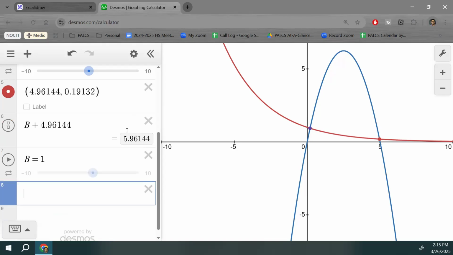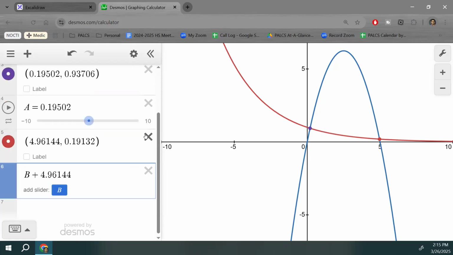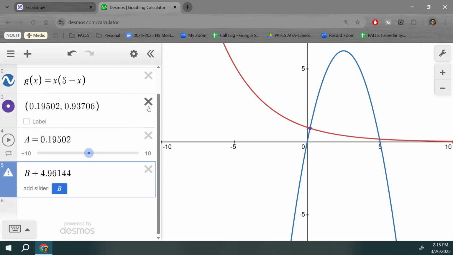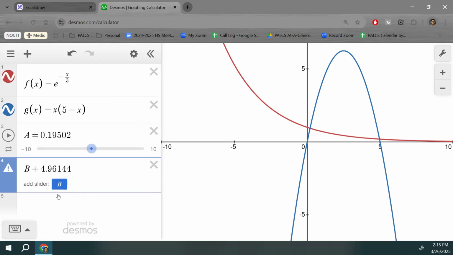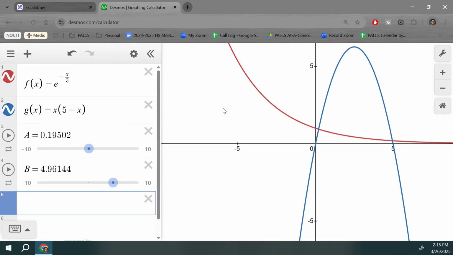And then this one, b equals the x value here, 4.96144. Now, I know all of the ones that we need to do here are going to be with respect to x, so I don't need to worry about getting the y value of the coordinate. No, this should be b equals. Okay, so we have the intersection points there.